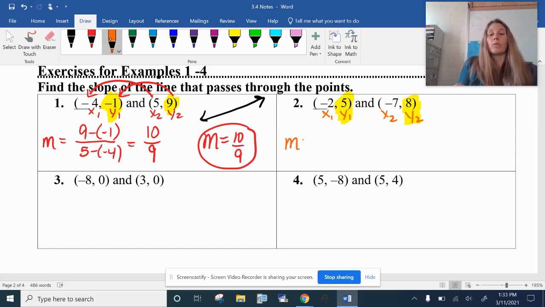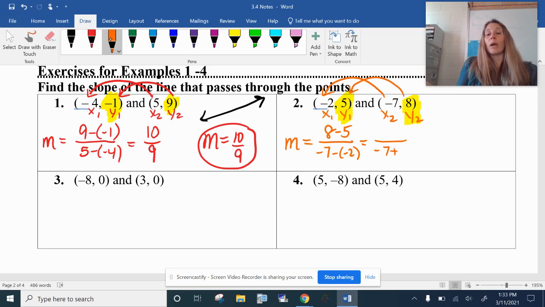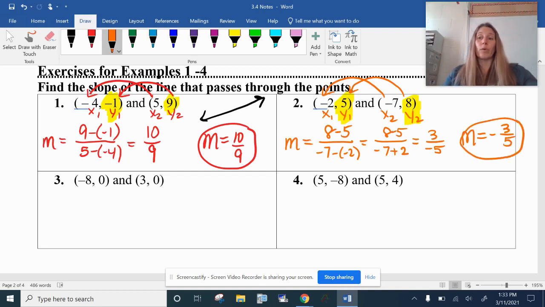So for this one, again, I'm going to do 8 minus 5. So since I did y2 to y1, I'm going to do x2 minus x1, which will be -7 minus -2. Now remember, when you have a negative that's being subtracted, that's really like addition. So 8 minus 5 is 3. -7 plus 2 would be -5. So my slope here is -3/5. It doesn't matter if the negative is on the top number or the bottom number or the middle.